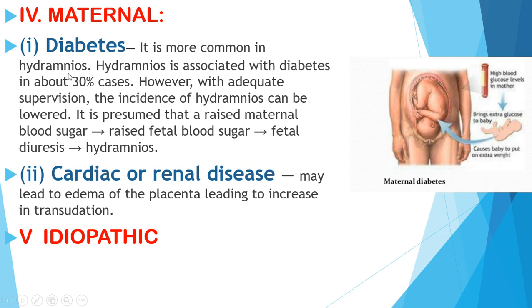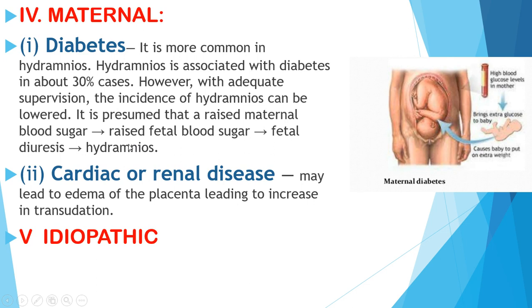We already studied diabetes mellitus in pregnancy, GDM. If the woman has GDM, there are more chances of polyhydramnios. Polyhydramnios is associated with diabetes in about 30% of cases. However, with adequate supervision, the incidence of hydramnios can be lowered. So if the diabetes is properly controlled, we can control the hydramnios.